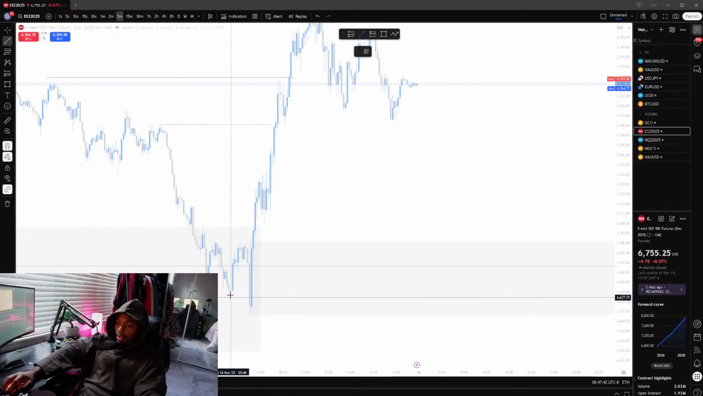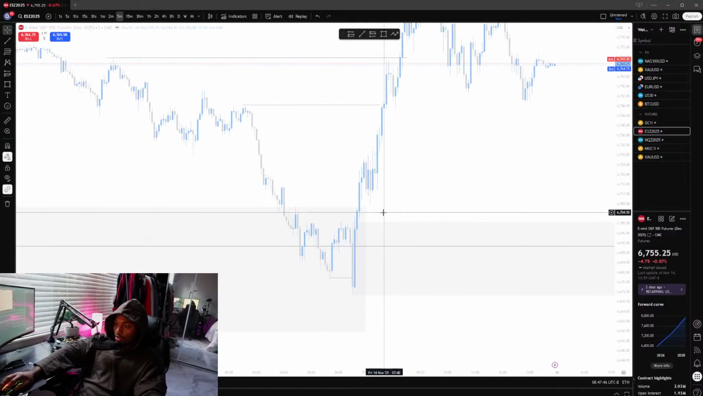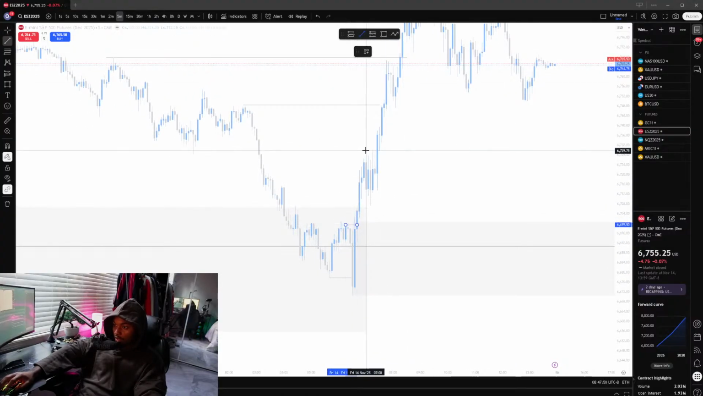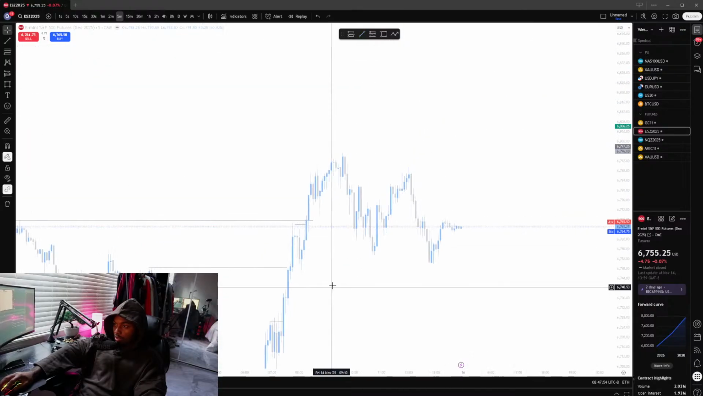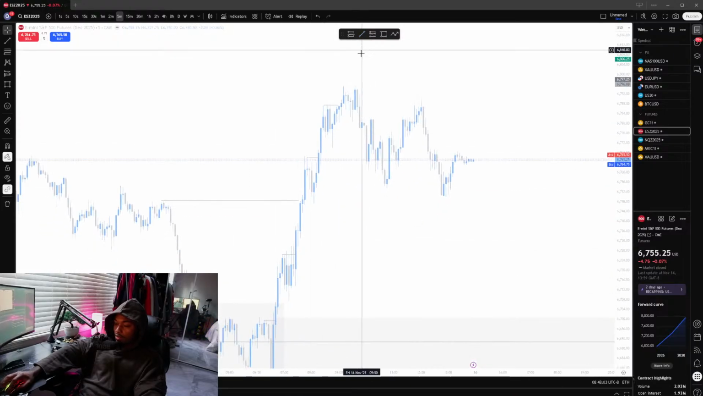All right. Here we go. So we broke this low. So we broke this low here. And then we broke to protect the high here. So that gives us break 1, break 2, break 3, break 4. Okay. We got 4 breaks to the top side.